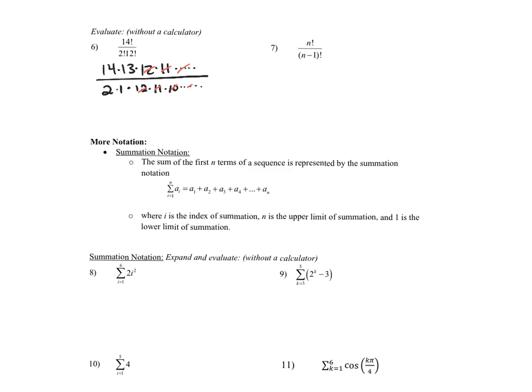And so then we're just left with 14 times 13 over 2 times 1. And we can cross out the common factor of 2. 2 goes into 14 7 times. And so we're really left with 7 times 13, which is 91.